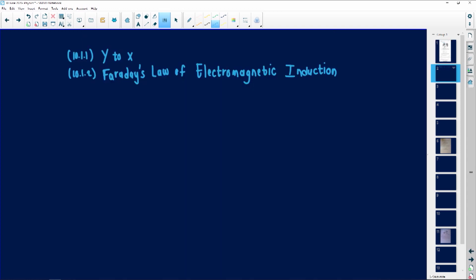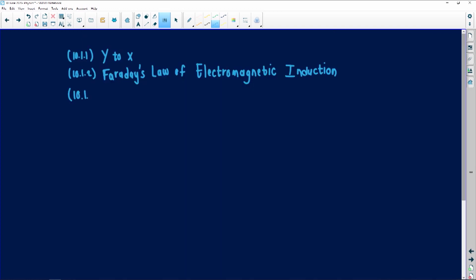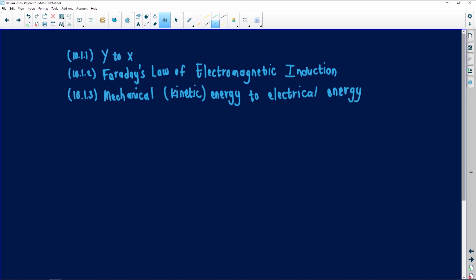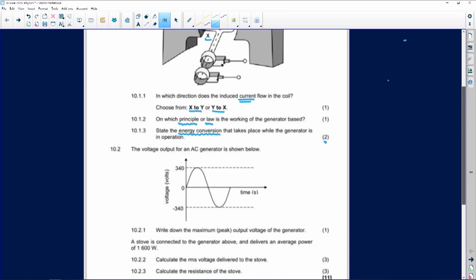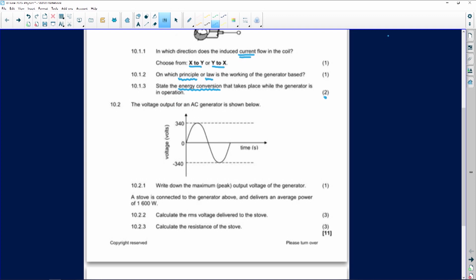So let's fill that one in. If I have 10.1.3, the energy conversion, we know when we talk about generators, it's mechanical. You can actually even say kinetic energy, mechanical energy, to electrical energy. Always think you have to put in some work to actually have the benefits. To electrical energy. So that's what this question was looking for. So already we actually are good to go. This is actually a very easy question, guys, or topic. So I would expect we get full marks for it.